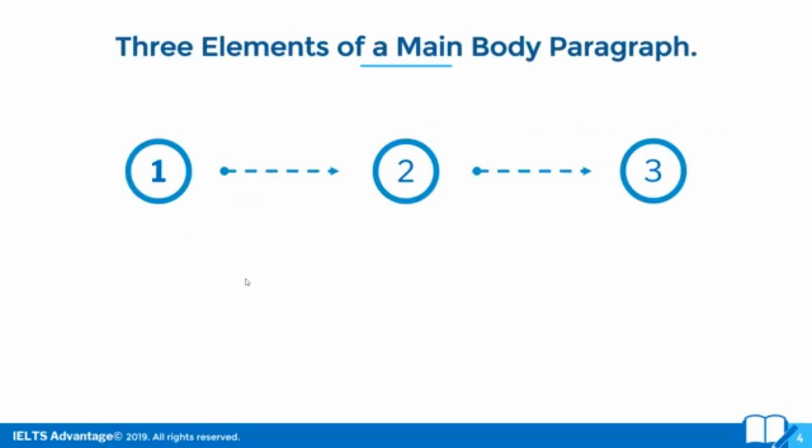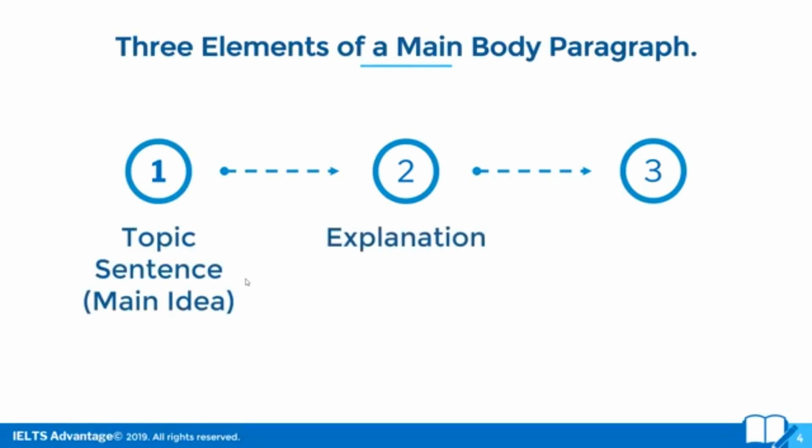So what we've taught you in the past is that there are 3 elements of a main body paragraph. And this is still true. This is still valid. But I want to talk about what we've taught you in the past first so you can compare it with how we would think about it in terms of critical thinking. Topic sentence, which is your main idea, your explanation, and your example.